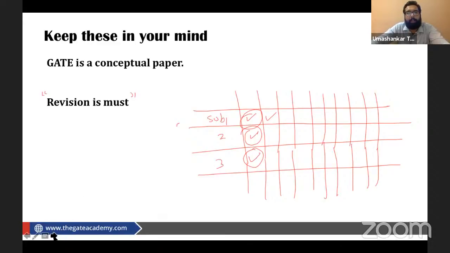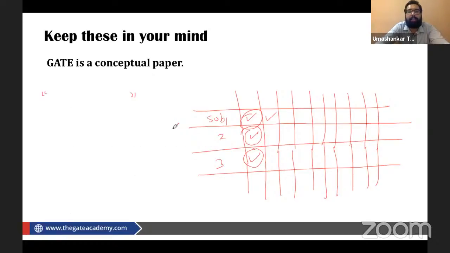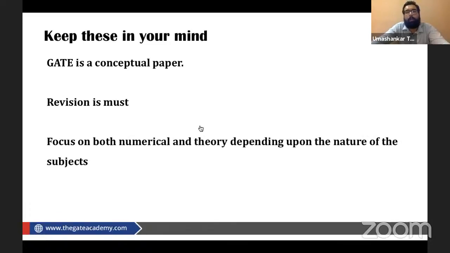We cannot just let go of any one subject. All the subjects are important. Now, focus on both the numerical and theory questions.